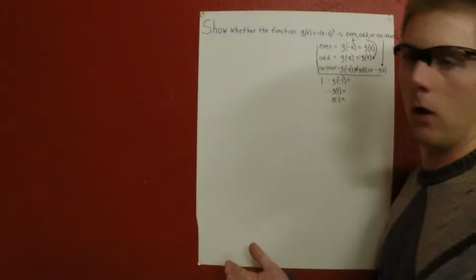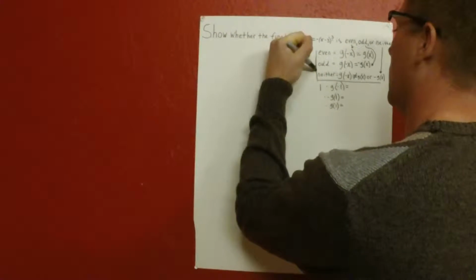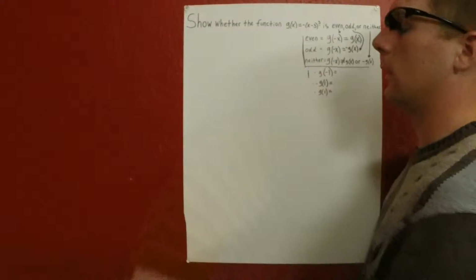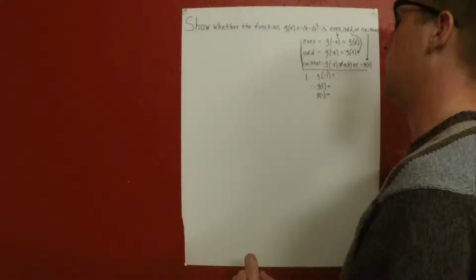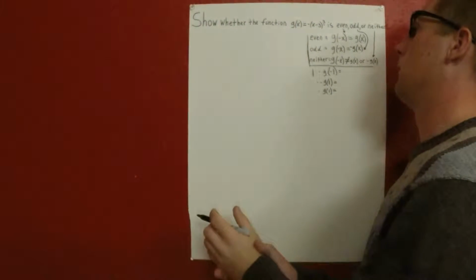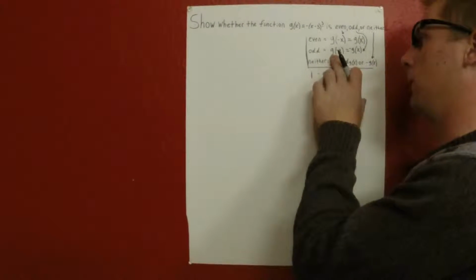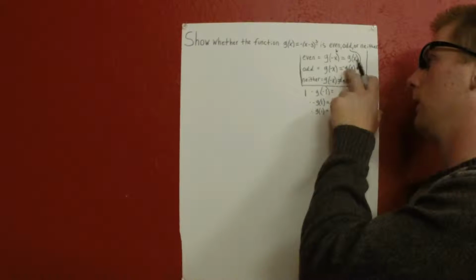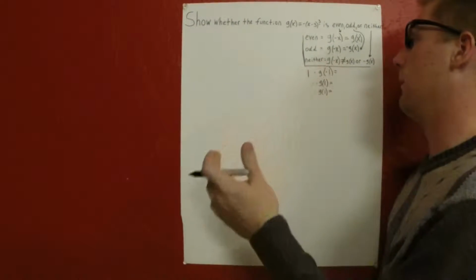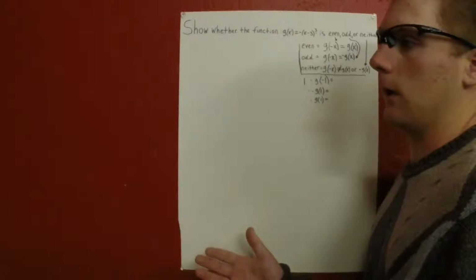Well, you're wrong. What you have to know and pre-write on your paper are the equations for even, odd, and neither. If it's an even function, g of negative x, when you plug it in, is going to equal g of x. Odd is g of negative x equals negative g of x. And neither is when g of negative x does not equal g of x or negative g of x.